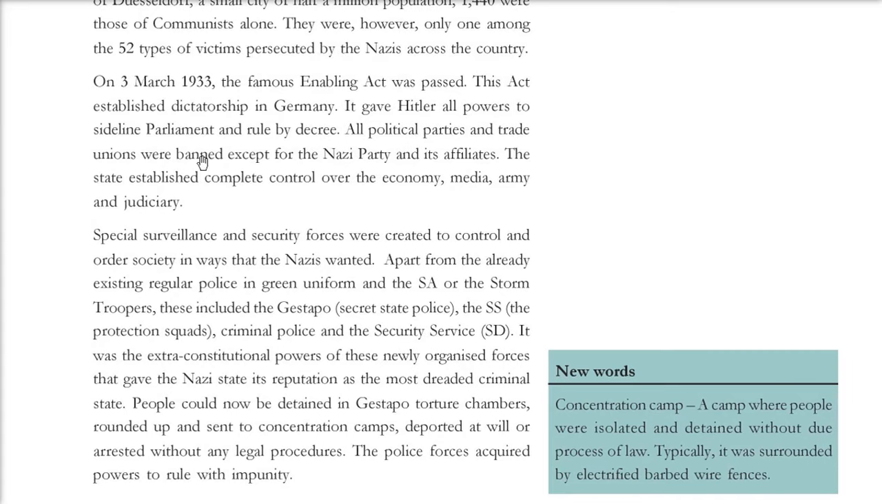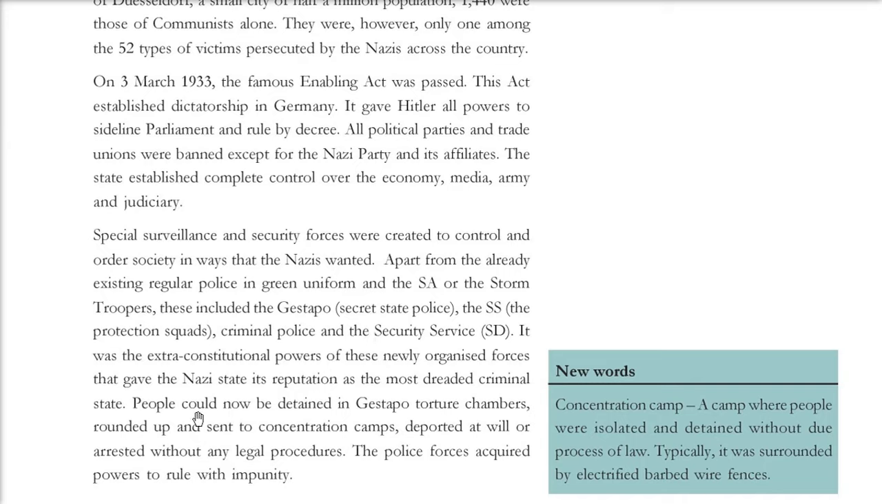All political parties and trade unions were banned. Only the Nazi party and its affiliates were allowed. Complete control over the economy, media and army was taken, and the judiciary was taken over by the Nazis. Special surveillance and security forces were created, besides the regular police. Apart from that, there were the stormtroopers and the Gestapo, the Secret State Police, the SS, the Protection Squad, the Criminal Police, and the Security Service, SD. They gave extra-constitutional powers to all these new forces.